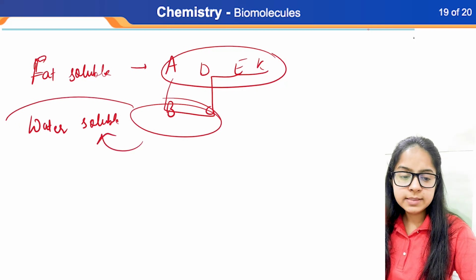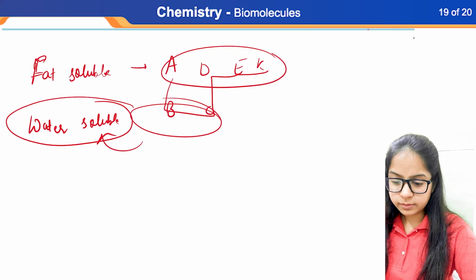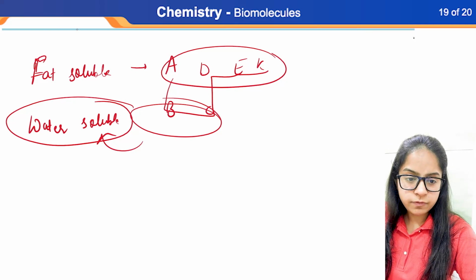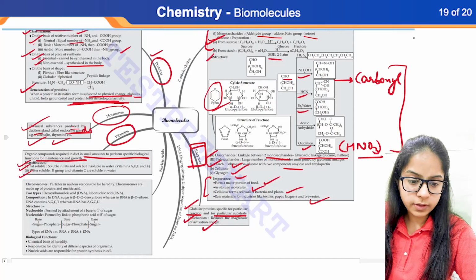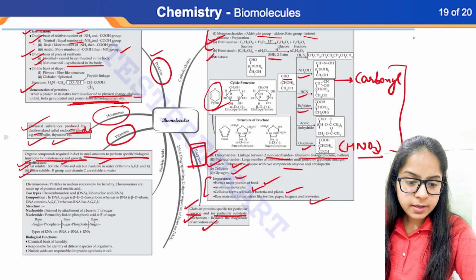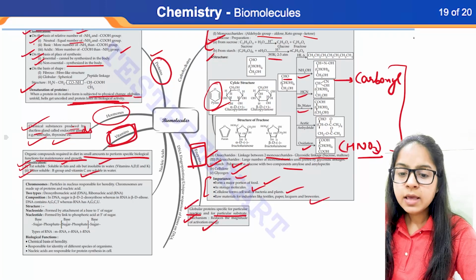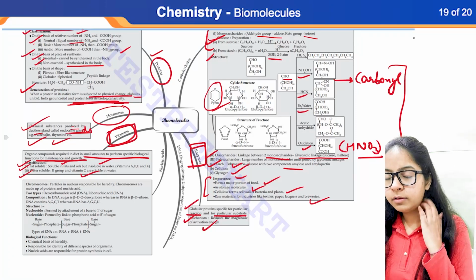Water soluble means they excrete out from your body through water. Fat soluble, that remains in your body, soluble in fats and oils but insoluble in water. B group and vitamin C are soluble in water. So this is about the vitamins. You need to remember some of the vitamins' functions.